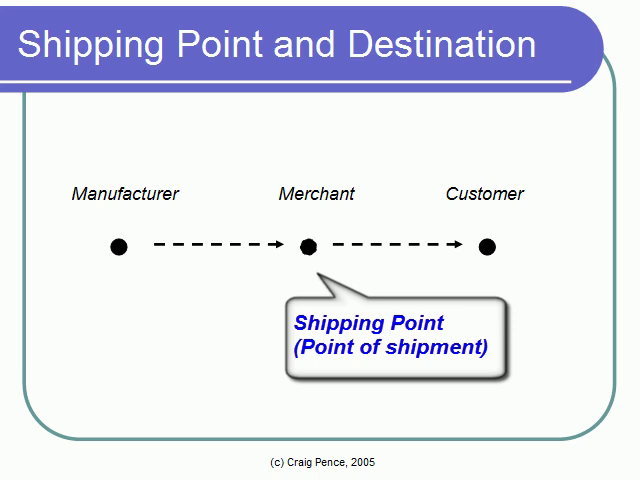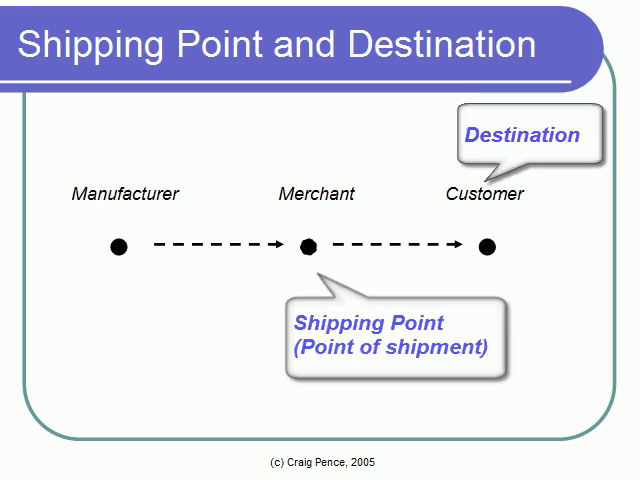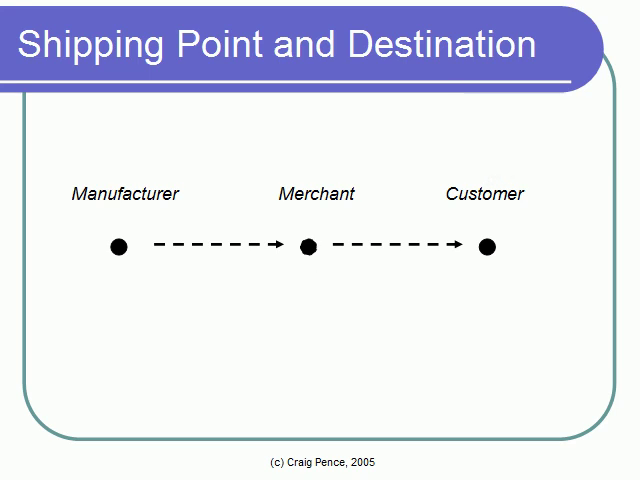In the case of a sale, FOB shipping point means the merchant is the point from which the goods will be shipped. The destination is the customer's place of business, and FOB shipping point means that the customer will have to pay the freight to the customer's destination.